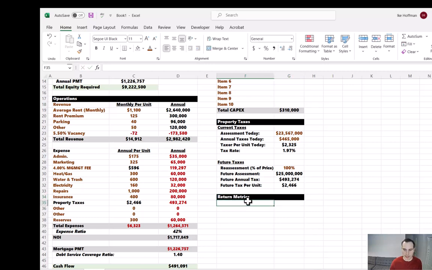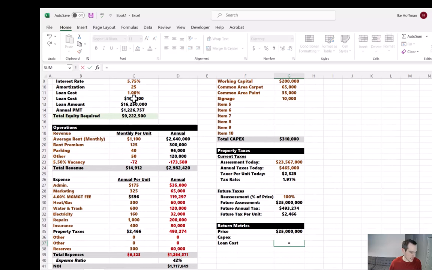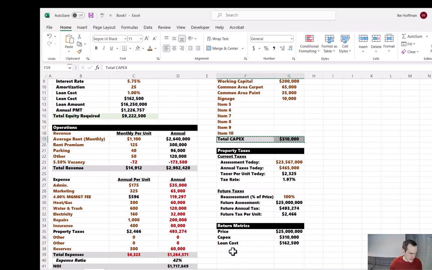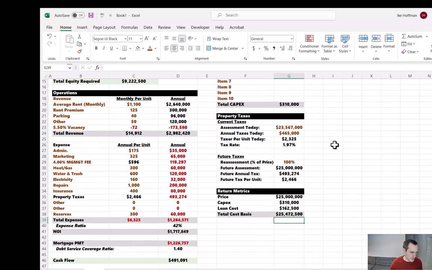Before we start calculating cap rates, cash on cash return, yield on cost, let's just summarize the total cost basis. So we have a price, we have CapEx, we have loan cost: price, 25 million, CapEx, 310,000, the loan cost, 162,500, and then the total cost basis. Hit a quick sum formula, it's 25.47 million.